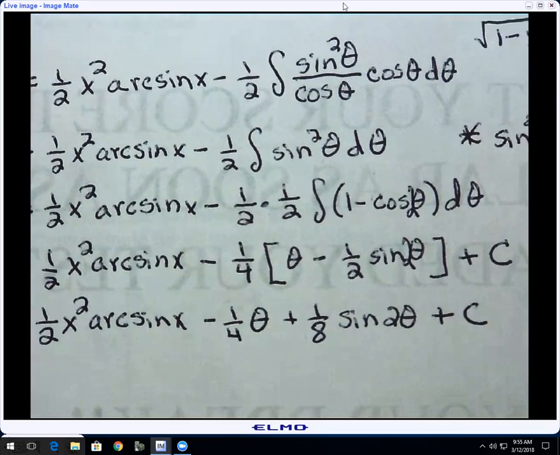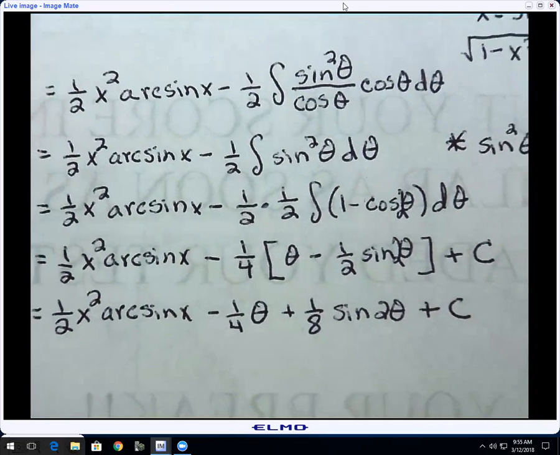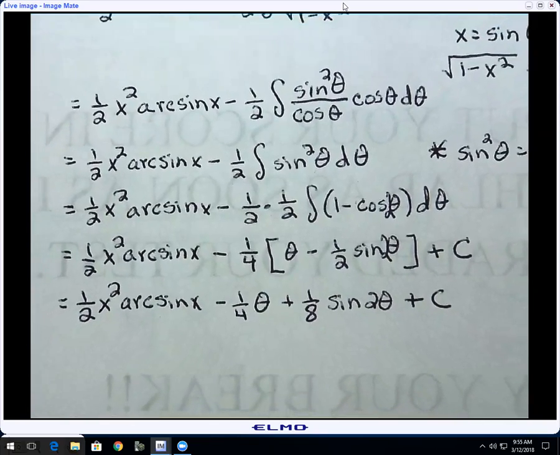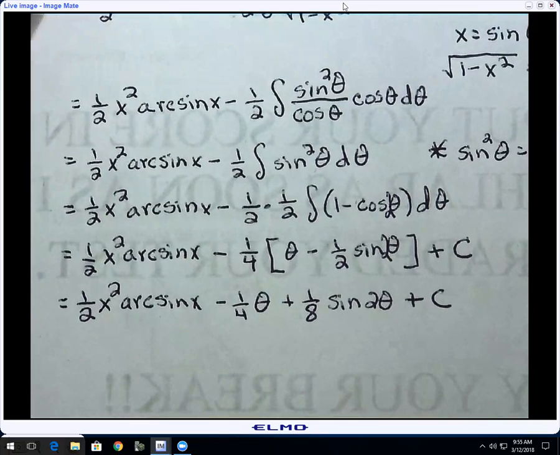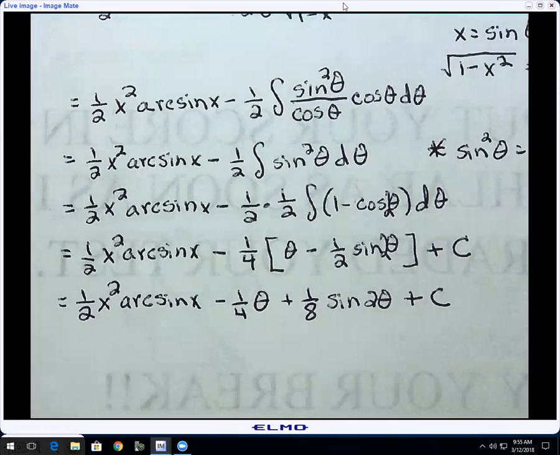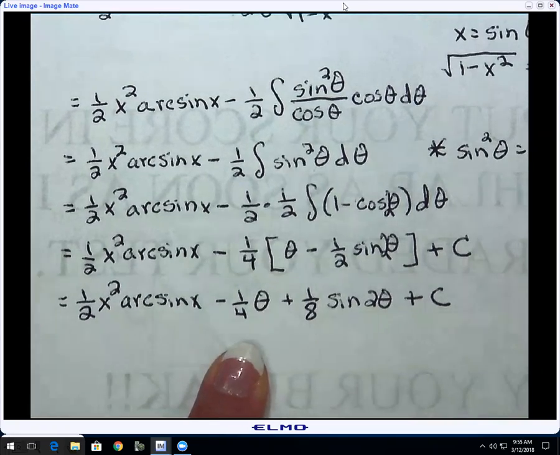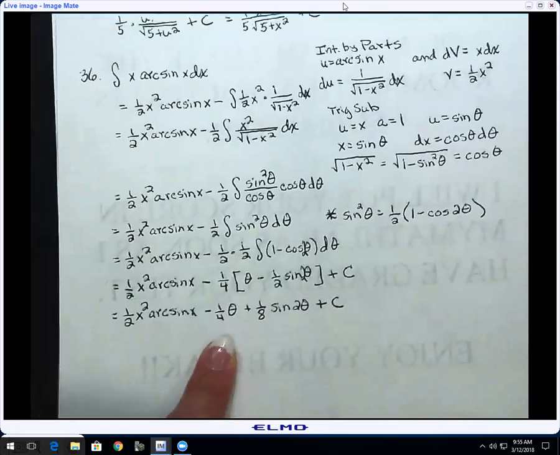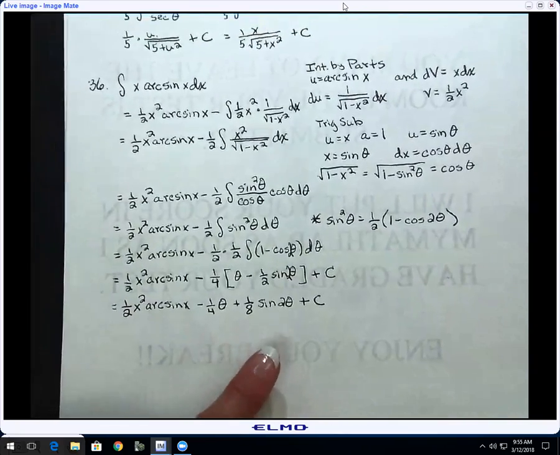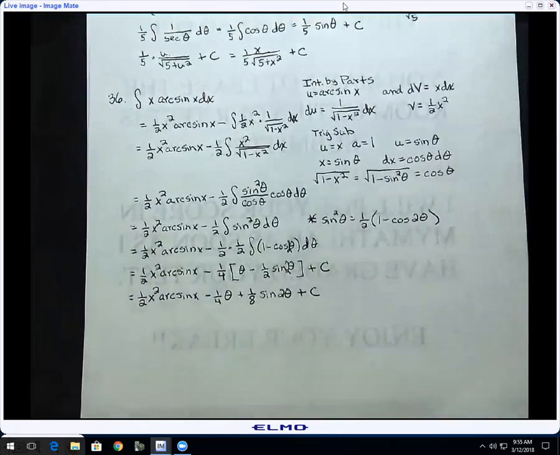I distributed that -1/4. All right. What can I put in place of this theta? Look back at the right-hand side of my paper and tell me what I can put in place of theta. Over here, if x equals sine theta, then theta is arcsine of x.